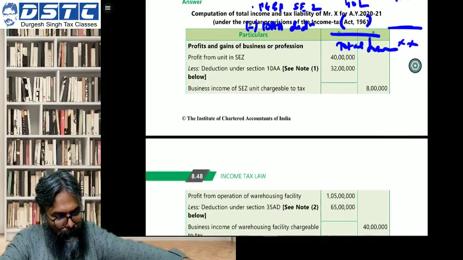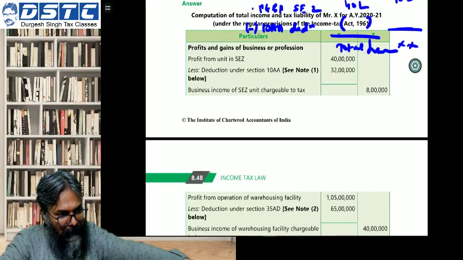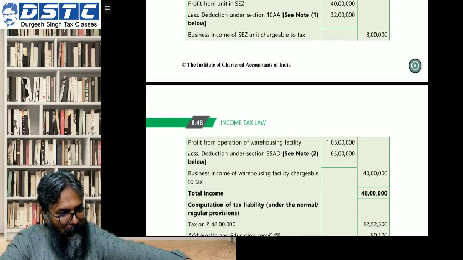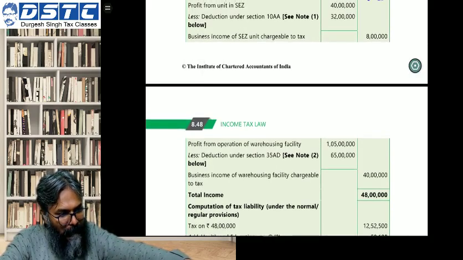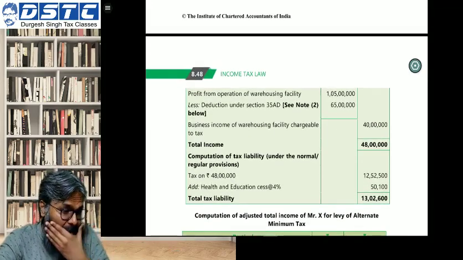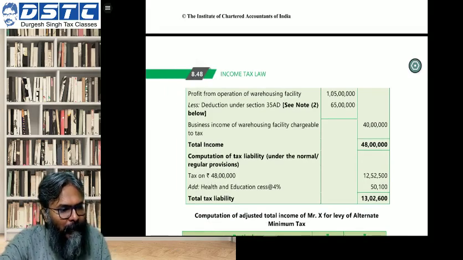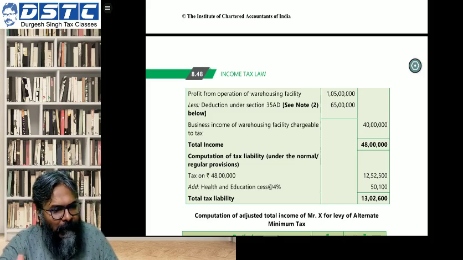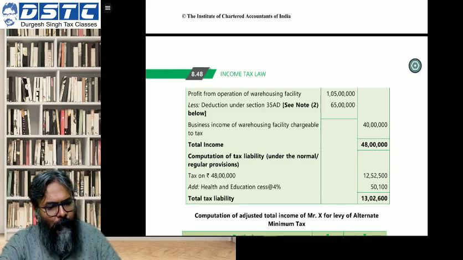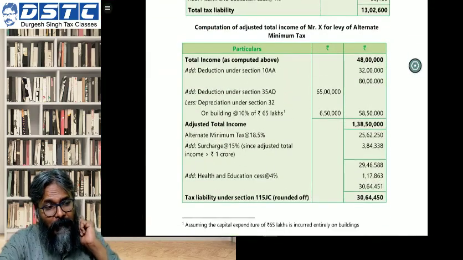So 10 deduction, students, you have calculated at rupees 32 lakhs, isn't it? Thereafter, profit from the operation of warehousing facility 1 crore 5 lakhs. From the 65 lakhs, you have taken the deduction, and the business income of the warehousing facility, which is chargeable, is 40 lakhs. Total income is 48 lakhs, and computation of tax liability under the normal or regular provision happens to be tax on 48 lakhs, 12 lakh 52,000. Thereafter, HEC at 50,100, which you have calculated, and then total tax liability is 13 lakh 2,600. Adjusted total income, whatever. How do you go about it?